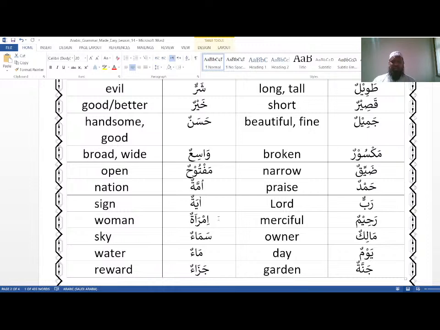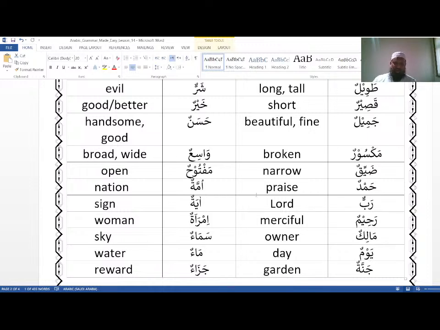So if you use some ismul ishara, the pointing nouns, hadha, we use hadha for mudhakkar. When you point at something, if that something is mudhakkar, we use hadha, and if the pointed ism is muannas, we use hadhihi. So if you say hadha jaza'un, we don't say hadhihi jaza'un. This is mudhakkar.